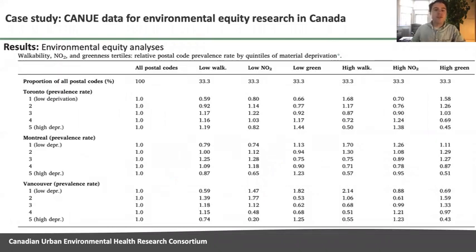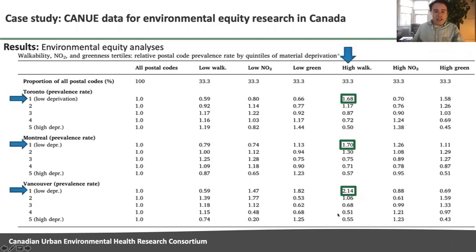So this table shows the relative prevalence of postal codes in the lowest and highest tertiles of exposure. These are the columns in the table, across material deprivation quintiles in each city, which are the rows here. I'll go over some of the main findings from these environmental equity analyses.